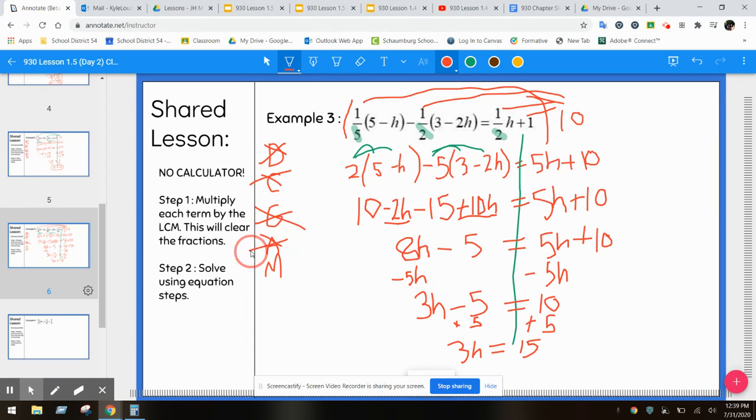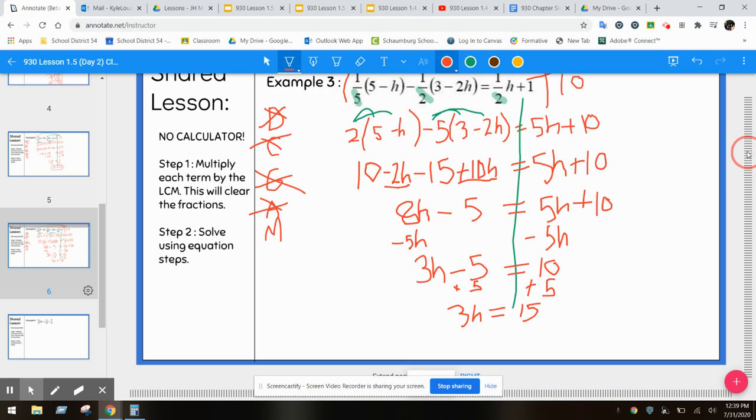Cross that off. Then I'm going to multiply or divide by my coefficient. In this case, that is divide by 3. Divide by 3, and I get h equals 5. That's my final answer. Again, it's tough to plug that back in. You can take the time to do it, but it's much more efficient to attend to precision as you go through. So that's my final answer there.